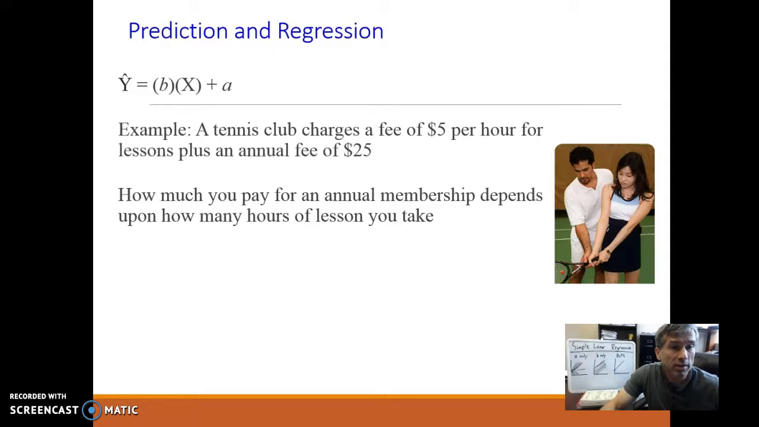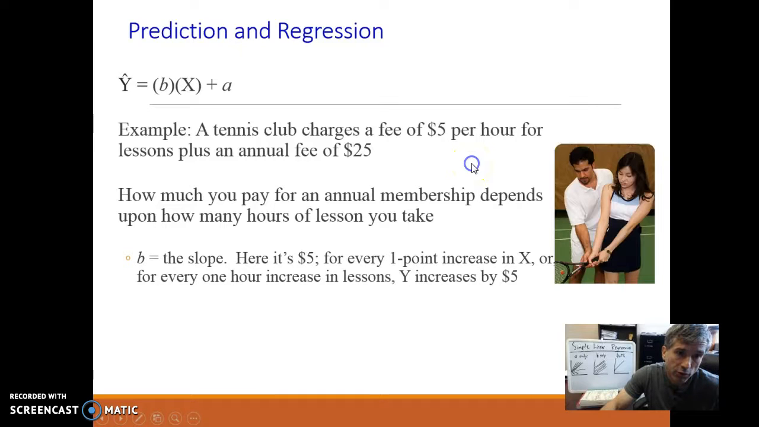Well, they provide you some basic pricing information. They say, okay, it costs you $5 an hour for lessons once you join, but there's also an annual fee of $25. If you're trying to figure out how much money you would pay for an annual membership, you can actually plug those values into our regression equation here and get a predicted y. And in this case, y is how much you're going to pay. So first, our slope is how much does the cost go up every time our x goes up. And in this case, our x is how many hours of lessons that you would be taking.